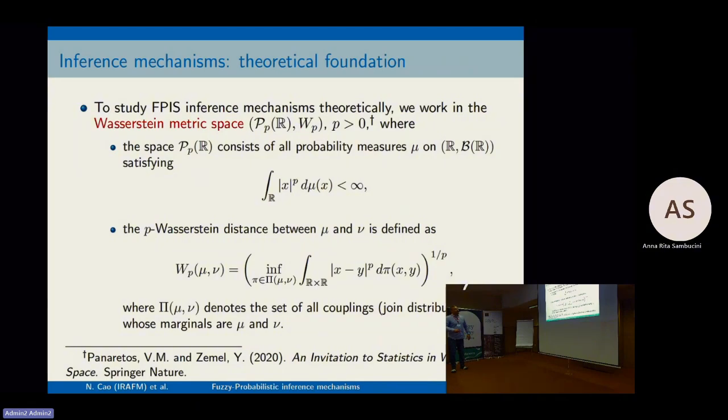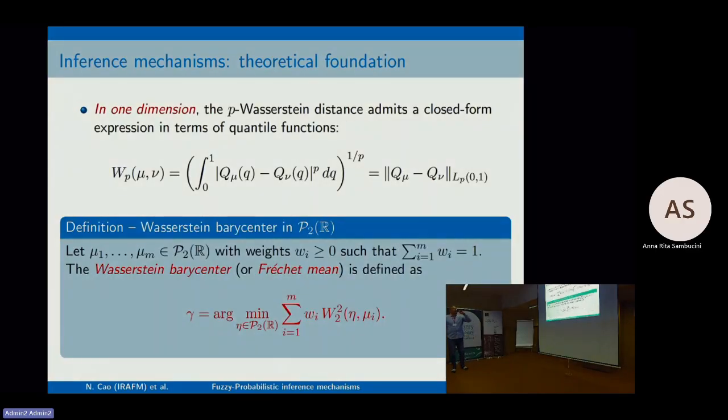It's a well-known concept which is also used in optimal transport, for example. Now in one dimension, the p-Wasserstein distance can be computed in a very efficient way using quantile functions. So we determine the quantile for any probability measure. It's sufficient to calculate the integral which measures the distance between quantiles over all q's.